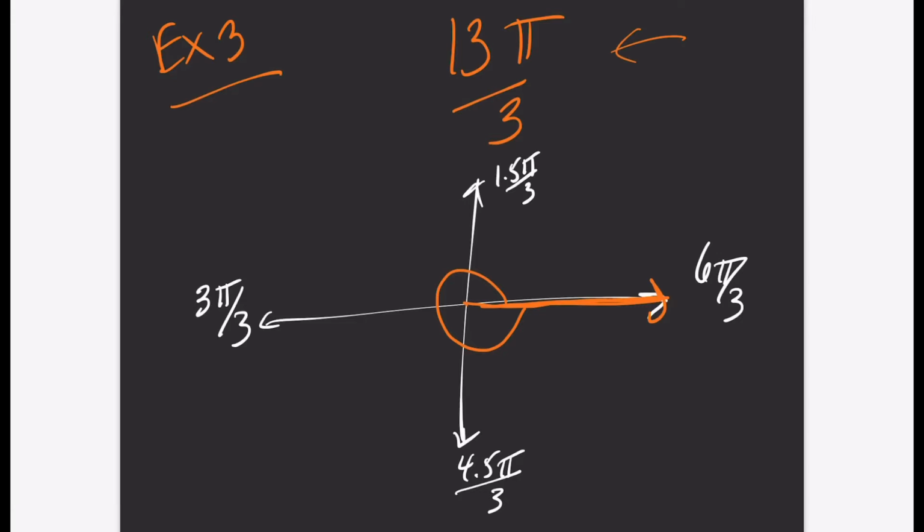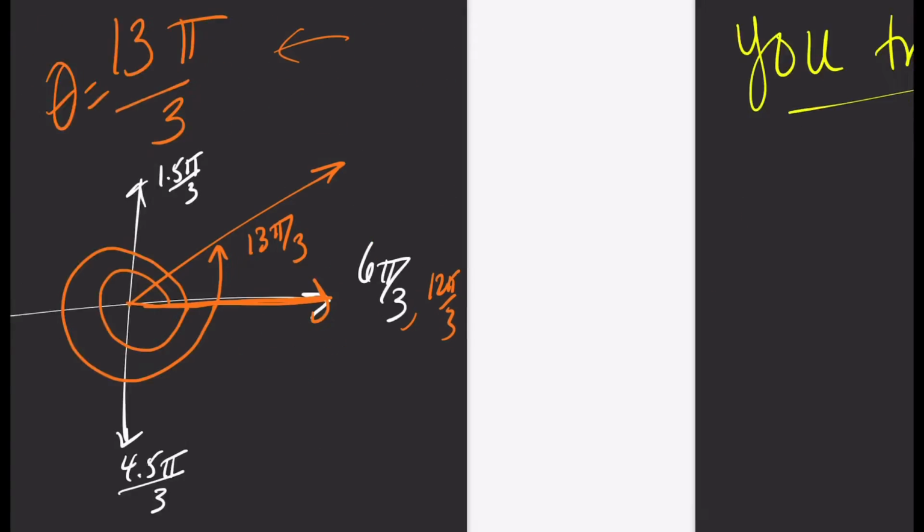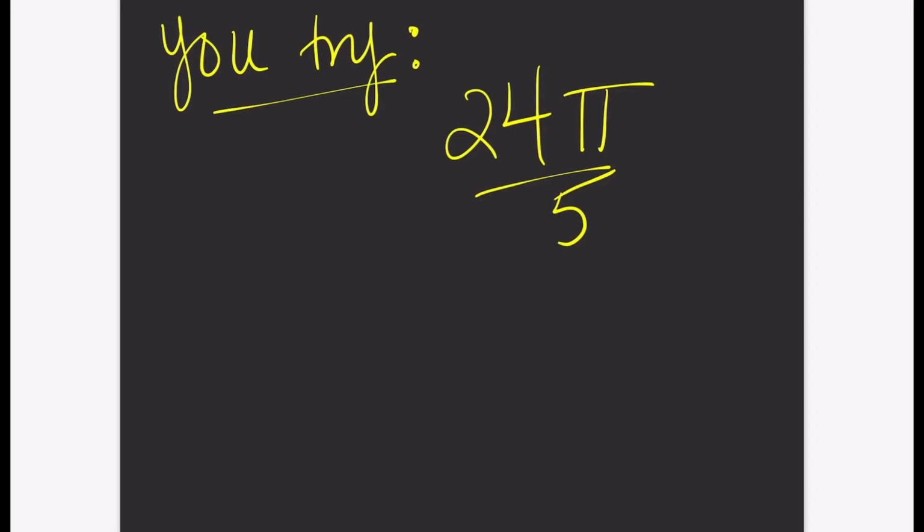Notice that we're trying to get to 13 pi over 3. So that's 2 full revolutions, which land us at 12 pi over 3. We're trying to get to 13, so you have to go one more pi over 3. So that right there is the graph for 13 pi over 3. Go ahead and try graphing the following radian. Pause the video and come back.